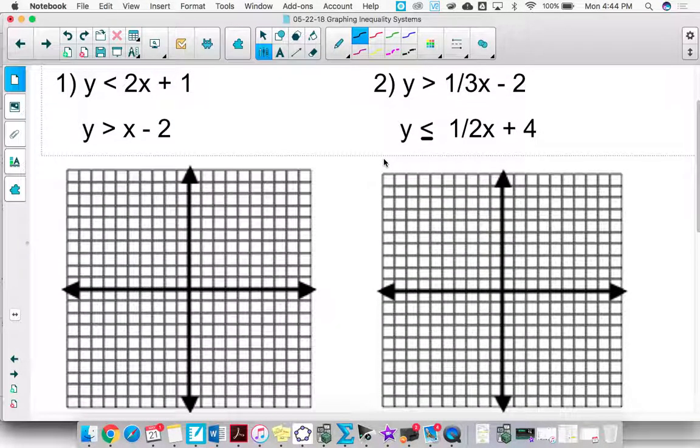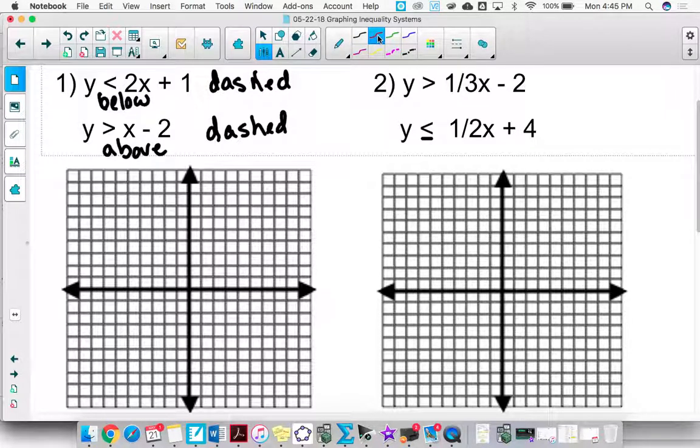Based on what we learned yesterday, I know that this one is going to be a dashed line. And I know it's going to shade below since it's a less than symbol. All right, the second one is also going to be dashed because there is no equal sign underneath here. And this one's going to shade above. So with these, I would grab either colored pencils or make sure you're shading in different directions, and I'll show you what I mean by that.